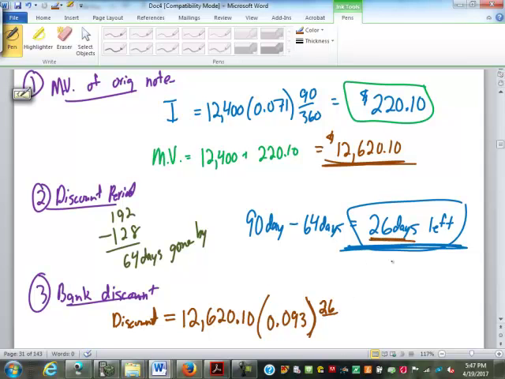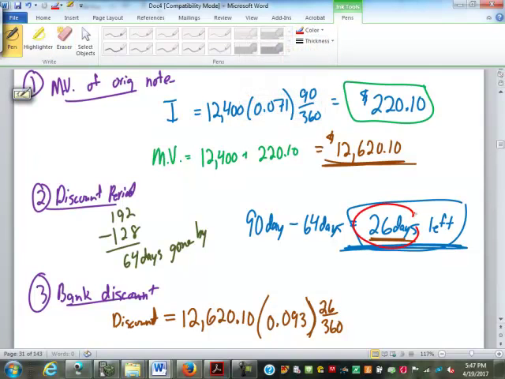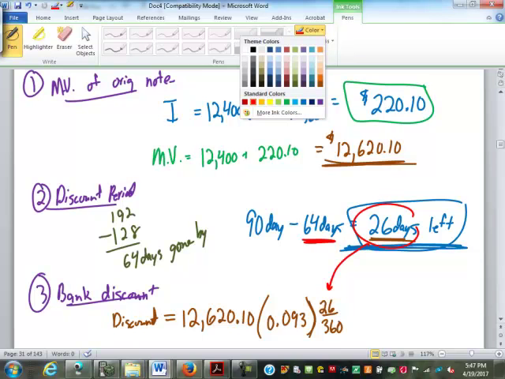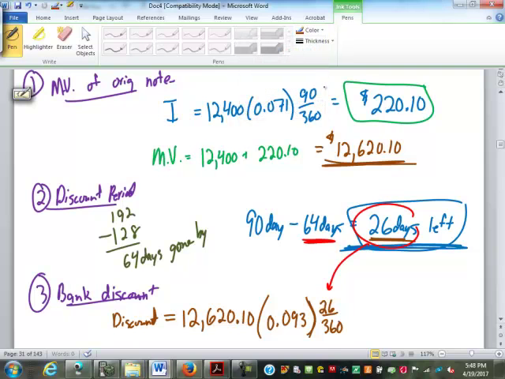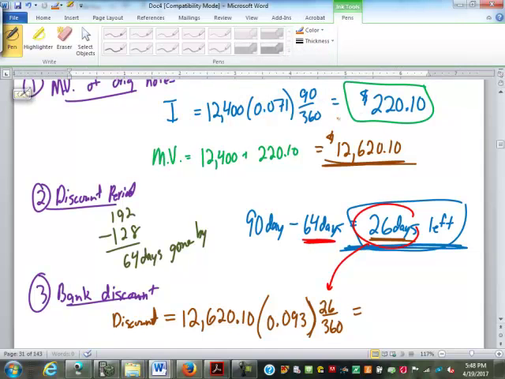26 days. That's the single biggest mistake people make on these: it's the days left that we use for our discount period. A lot of people want to use the days gone by, but you have to subtract from the term of the loan and get the days left. That's what has to go in there. On the test, that's the biggest mistake I'll catch people making as well. So if you did it, don't feel bad. You're in a large group.